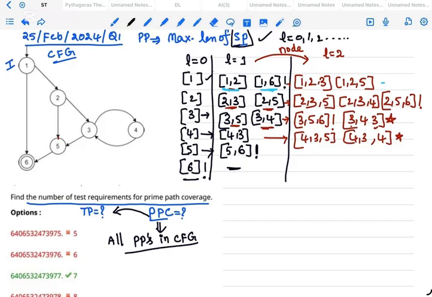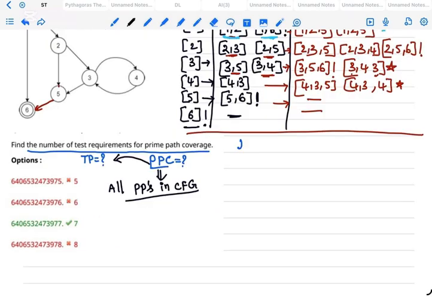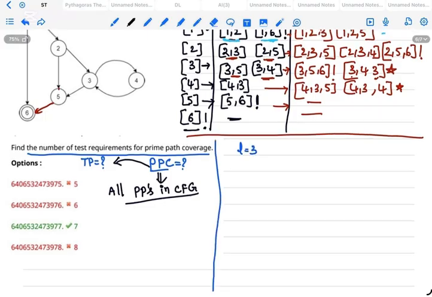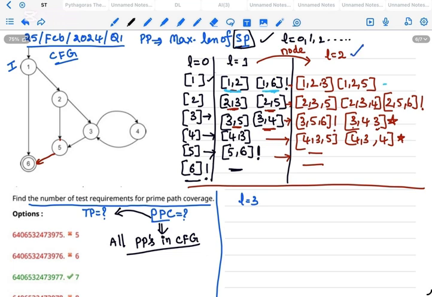Okay, next starting, it cannot be extended, right? 5 to 6 cannot be extended. No other nodes are there. There are no simple paths of length 2. So next, length equals 3. That is, we extend the simple paths of length 2 to the next node. If we add another node, it will become length 3, right?